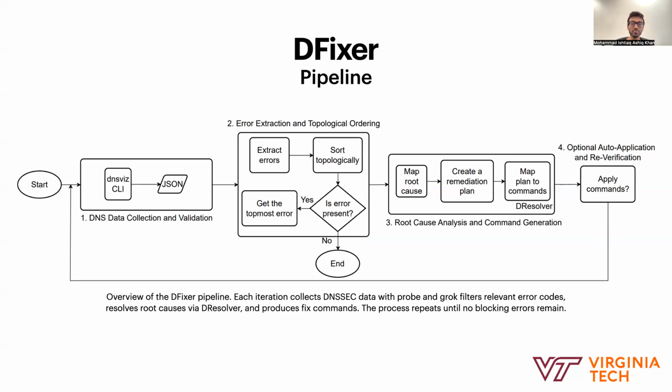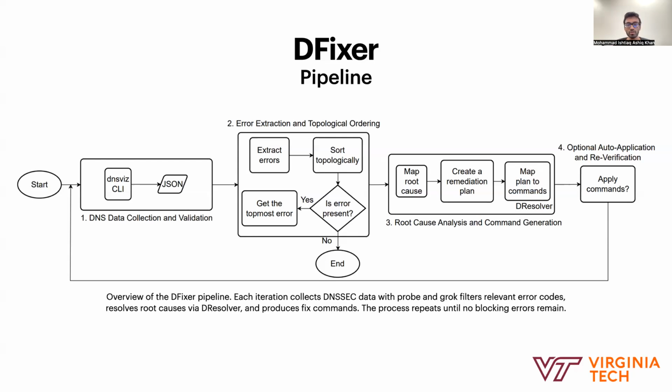So from the DNSViz CLI, we extract a JSON-format analysis from DNSViz that has a specific set of errors and identifies which errors are present. We parse this JSON in the second step, we extract the errors, and we sort them topologically. Again, the rationale is that the errors are dependent, so we want to resolve the independent errors first.